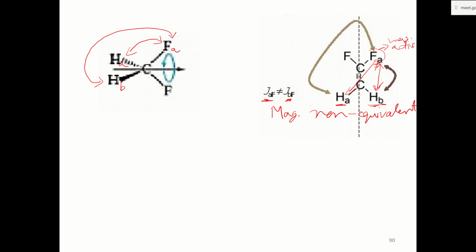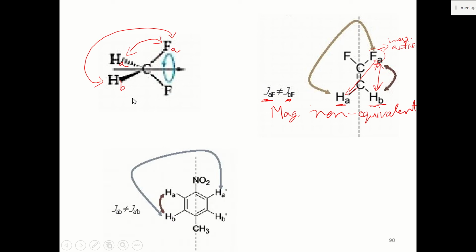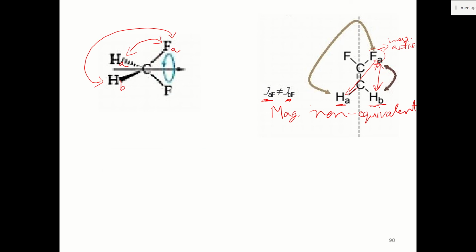So imagine it's a tetrahedron in three-dimensional space. The angle between this and this is the same as FCHB or FCHA. Both bond angles are equal. The length is equal. The distance, if you calculate in three-dimensional coordinates, will also be the same. So the magnetic interaction of the fluorine labeled as A with the two protons is the same, and that's why we call them magnetically equivalent.